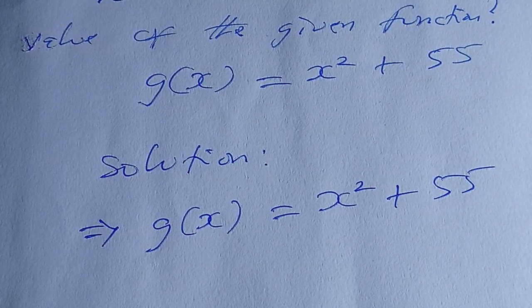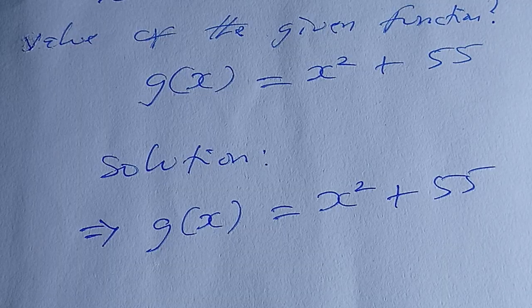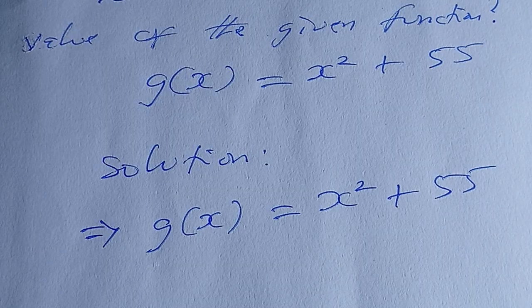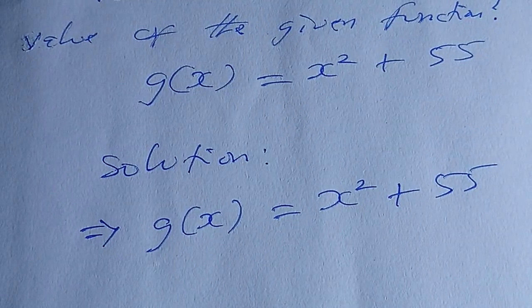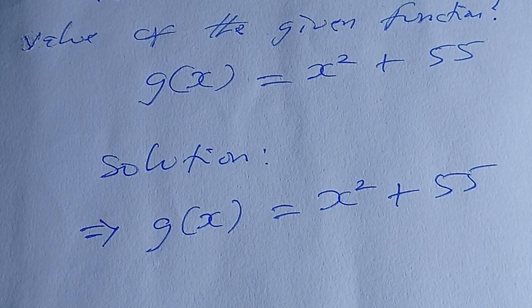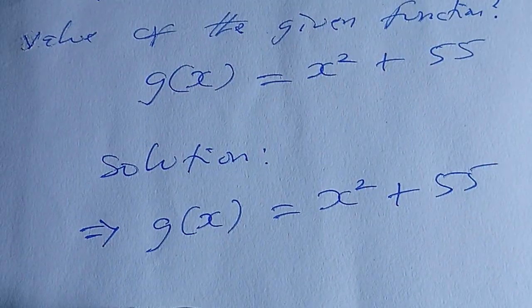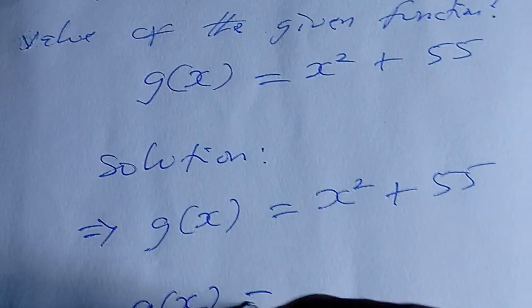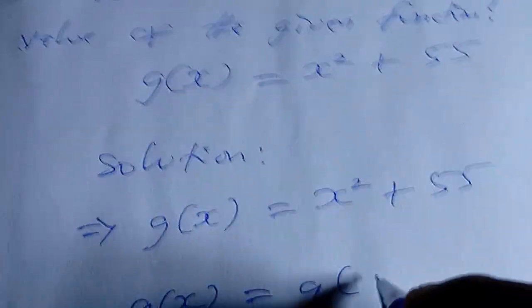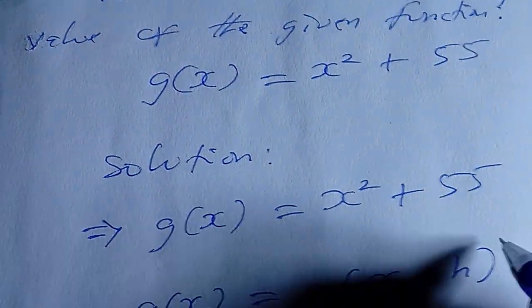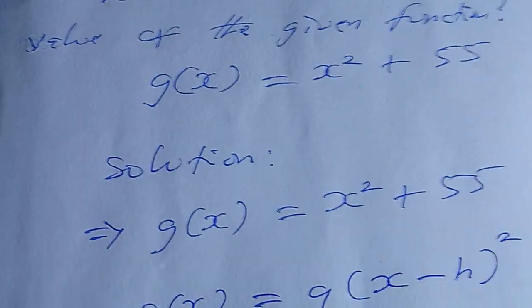But for us to know the minimum value of this function, we have to look at the way expressions like this or functions like this exist. There's a format in which they exist. It's from that format we can now draw out the minimum value, and the format is like this: g of x equals a into bracket x minus h all squared plus k.